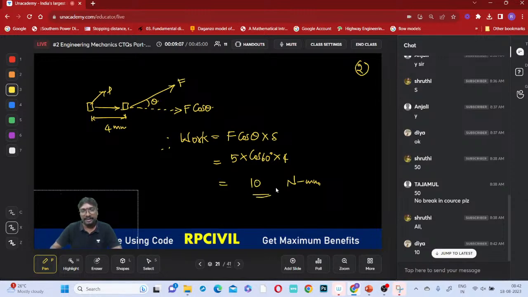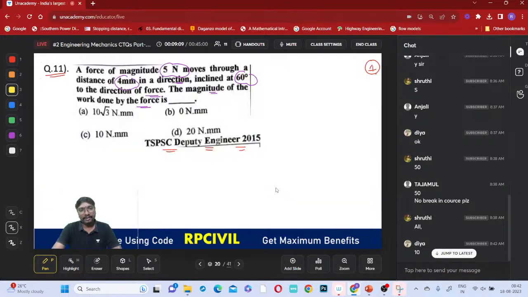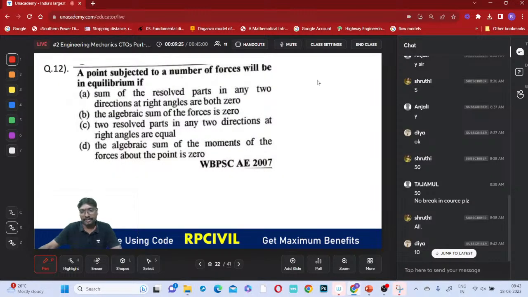10 Newton millimeter. Right. So is there any option with that? 10 Newton millimeter, option C will be the correct answer. You can say if you have read it. Is it clear, everyone? Right? So now shall we move to the next question, all of you? Shall we move to the next question? Right. So this is the 12th question.